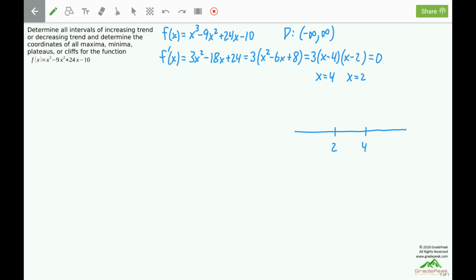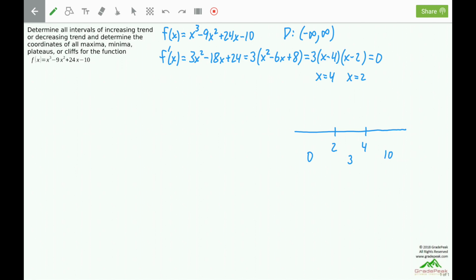We can now pick test values in each of the intervals created by the critical numbers. The interval negative infinity to positive 2 contains 0. I will pick that as the test value. The interval 2 to 4 contains 3. I will pick that as the test value. And then the interval 4 to infinity contains 10. I will pick that as the test value.